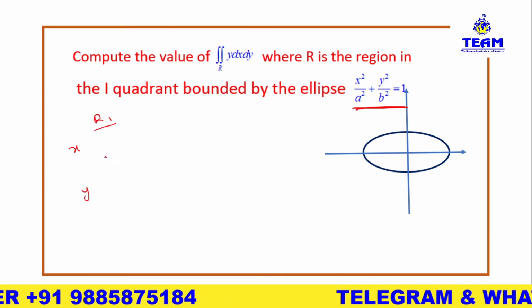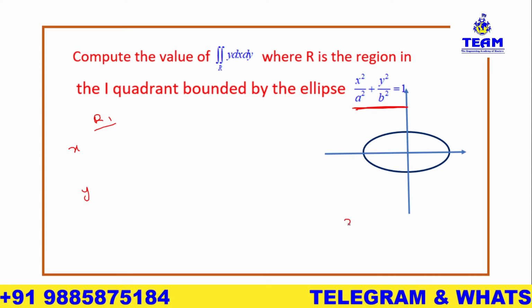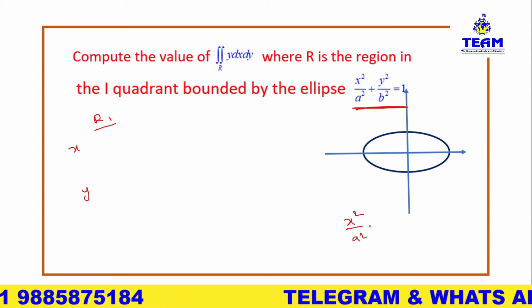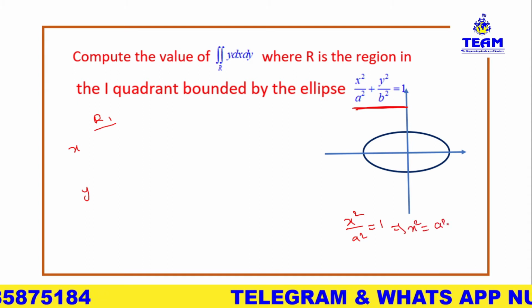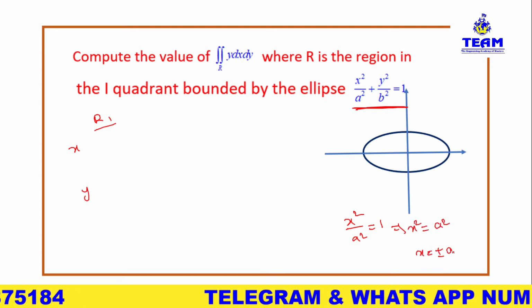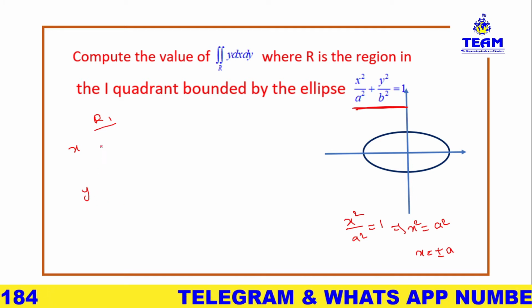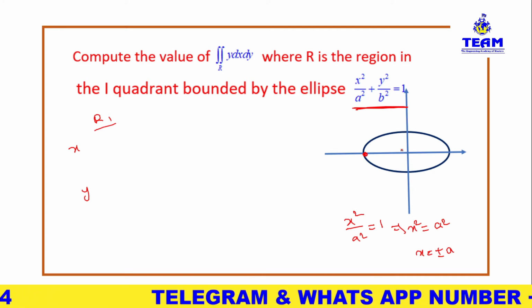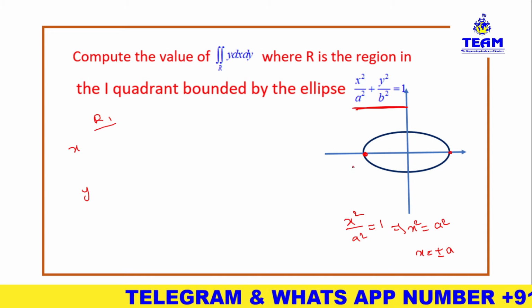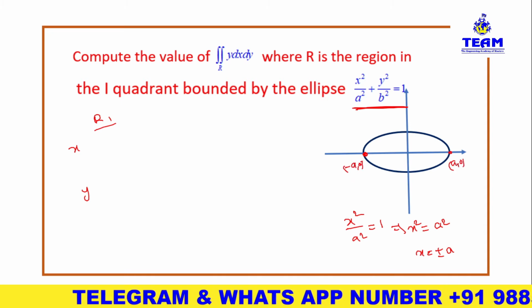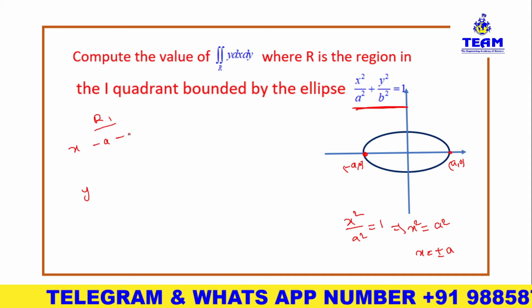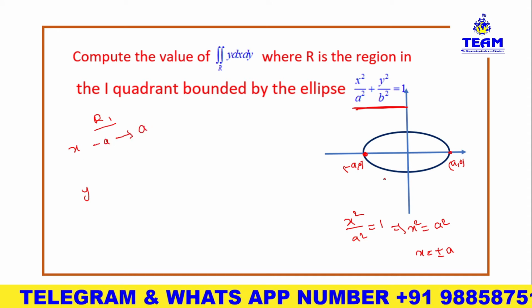So in this case, how can I get the x values? Put y is equal to 0. Then x square by a square is equal to 1, which implies x square is equal to a square, x is equal to plus or minus a. So x is moving from where to where? Here you have a left side and a right side of the x-axis. So this is minus a comma 0, and this is the point a comma 0. So x is moving from minus a to plus a. Next I require the y limits.